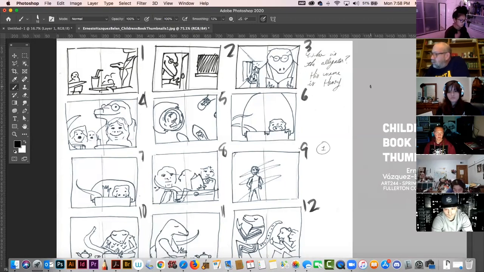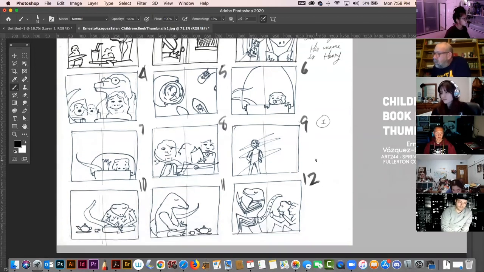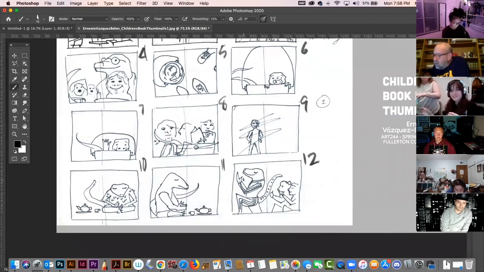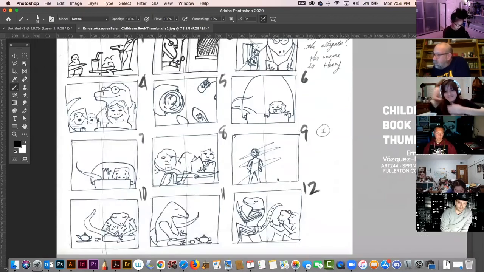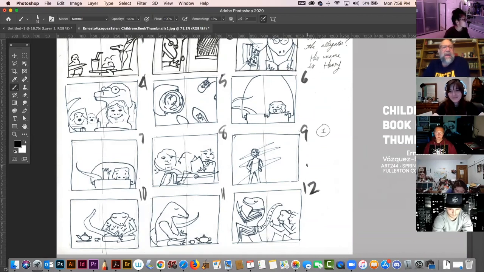So yeah, it's basically just him in the bucket. And then with 6 and 7 and also 8, I tried to have a little more personality with the alligator in the bucket. 7 is just a reiteration of 6, basically just having him waving. And then here's the problem with him being small in a bucket.